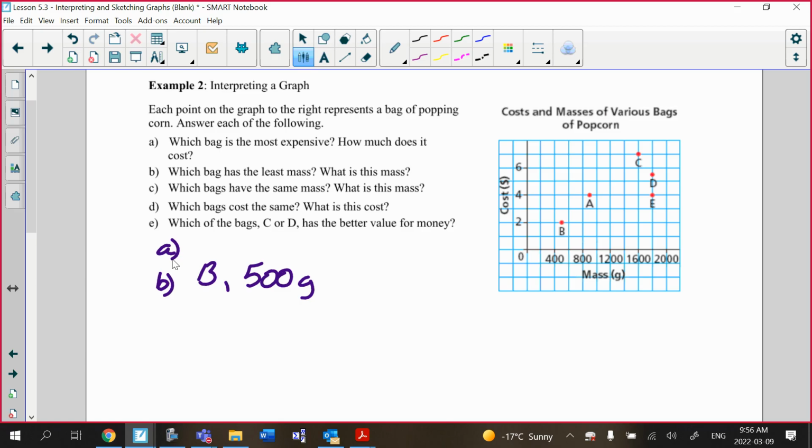Which bag is the most expensive? C. How much? $7, nice. We already got the least mass. Which bags have the same mass? Right? A and E are the same cost. A and E would answer part D. So D and E have the same mass of 1,800 grams.